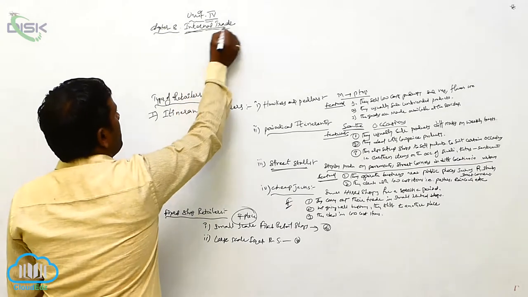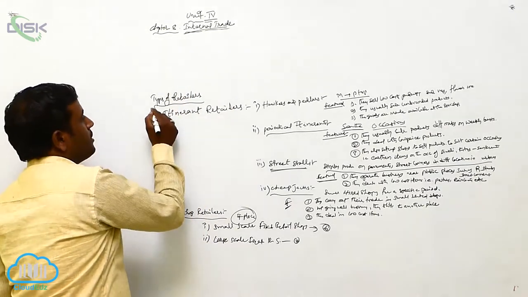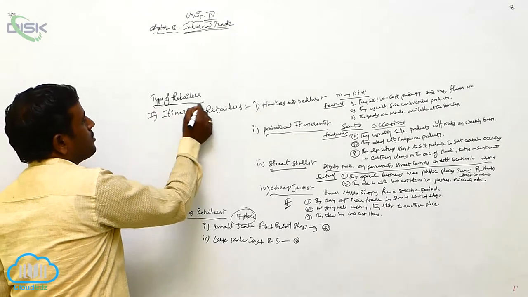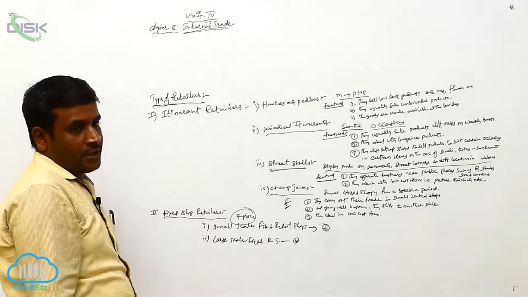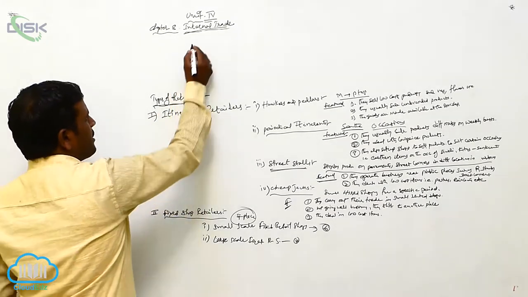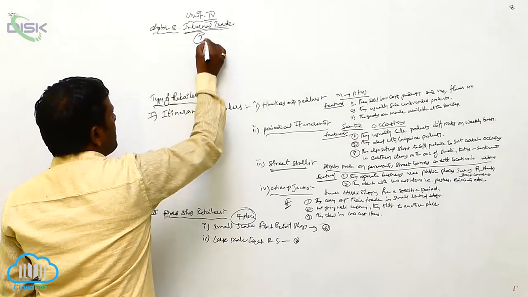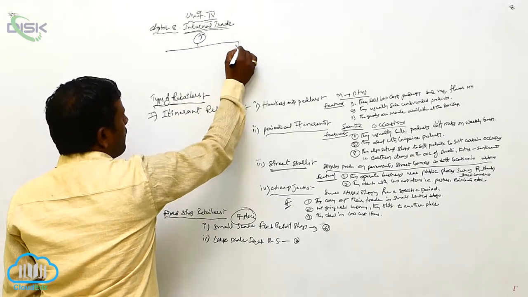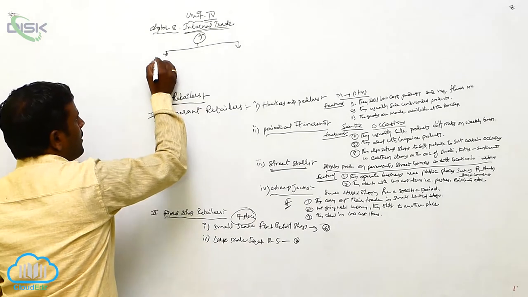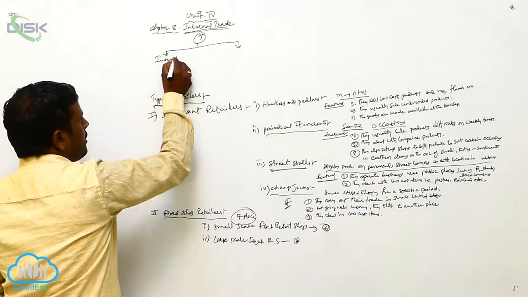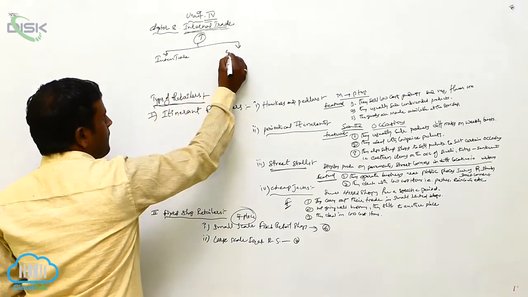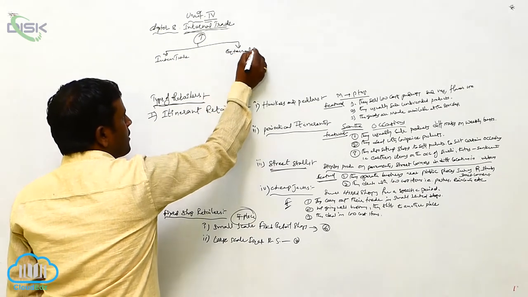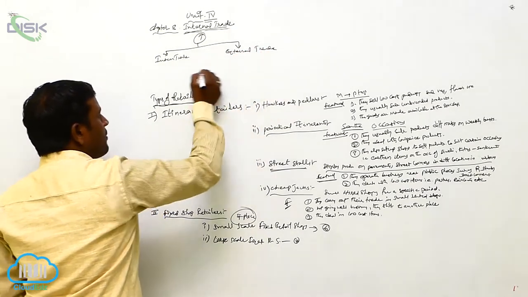In internal trade, another topic is types of retailers. Here are the types of retailers. Where will the retailers be? Actually, the trade will be there. In the trade, we have internal trade and external trade.